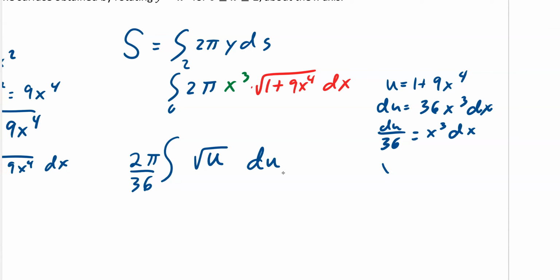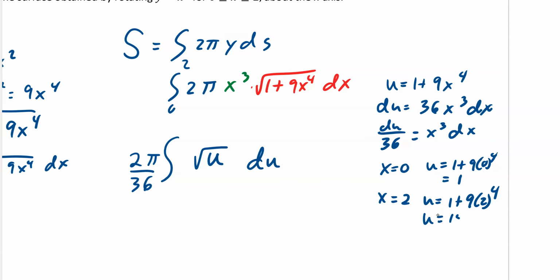The bounds work exactly the same way. So if x equals 0, u equals 1 plus 9 times 0 to the fourth, so that's 1. And then x equals 2, we get u equals 1 plus 9 times 2 to the fourth, which is a big number. So let's check with our calculator. And so this becomes 145. So 16 times 9 plus 1 is 145. So we're going from 1 to 145.